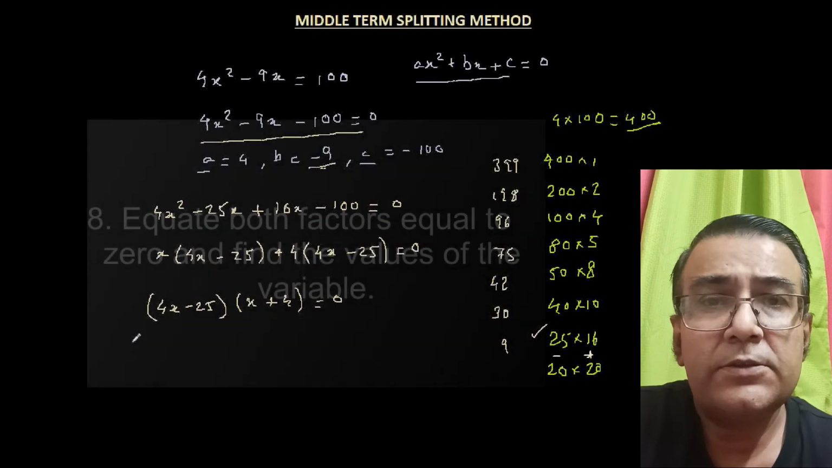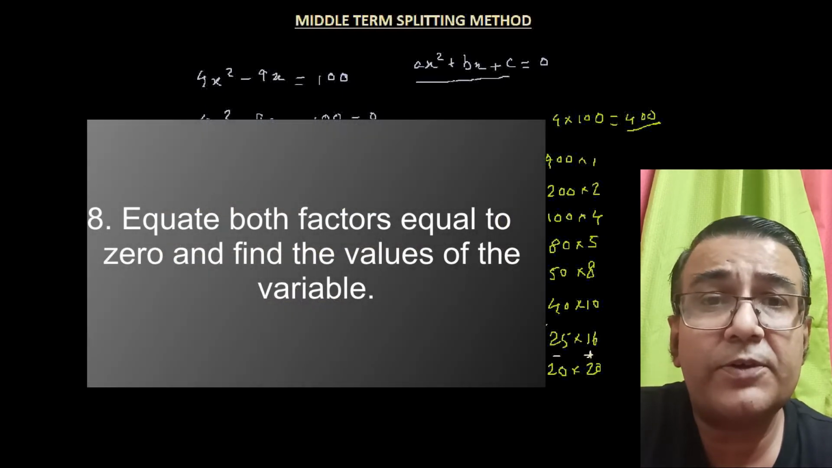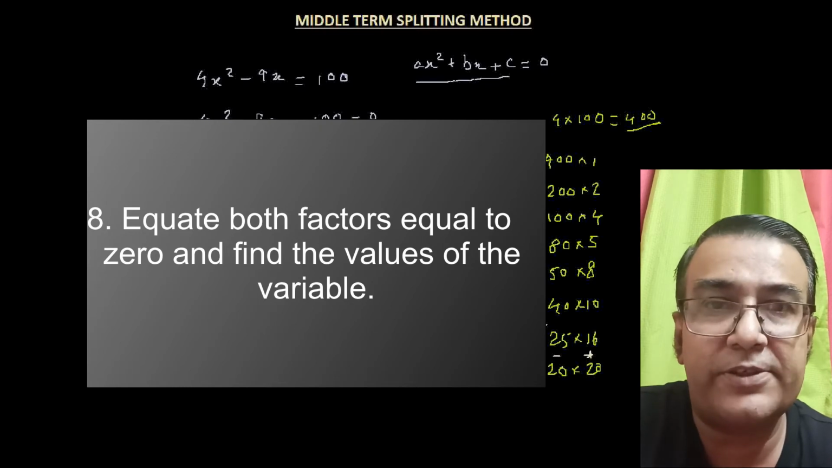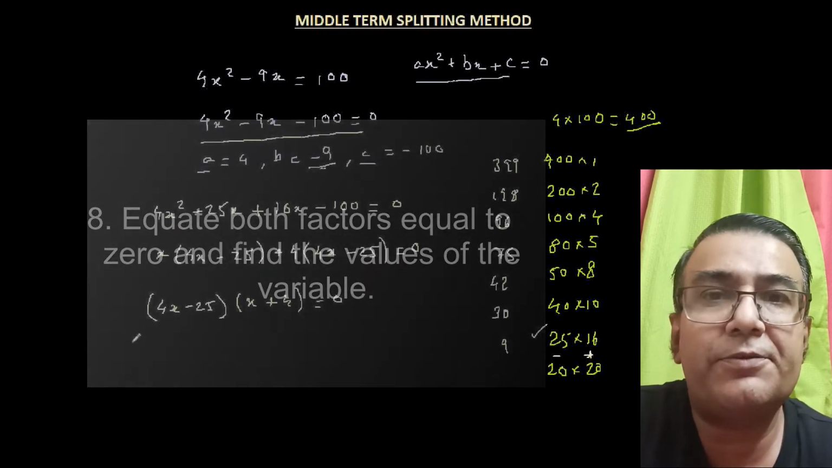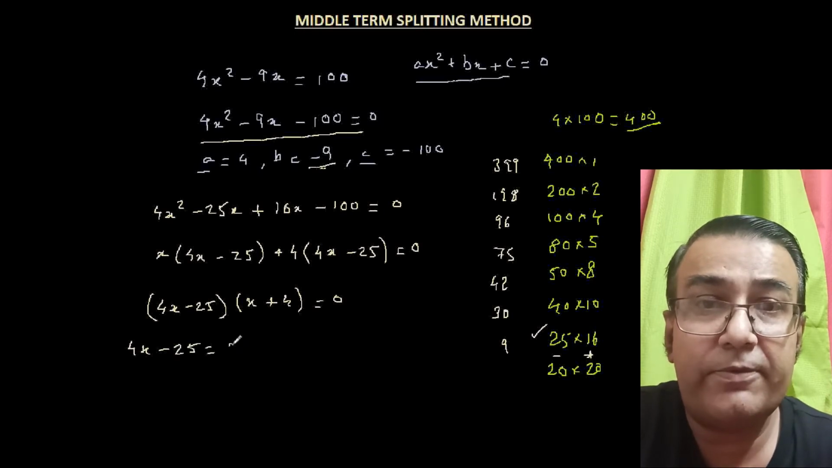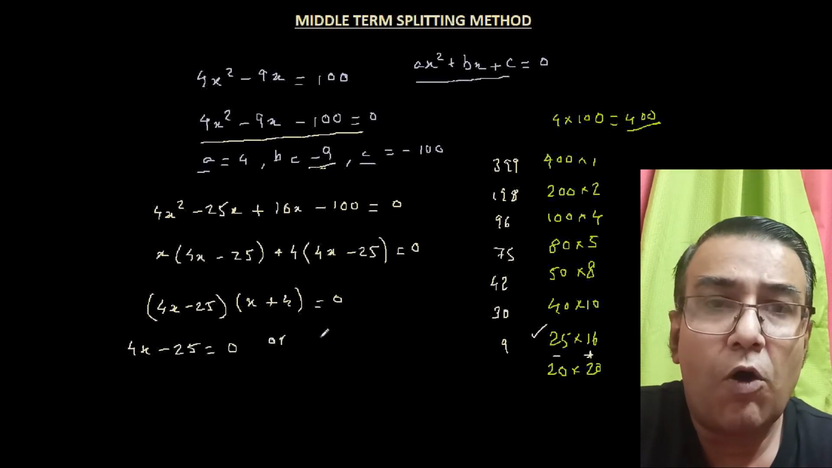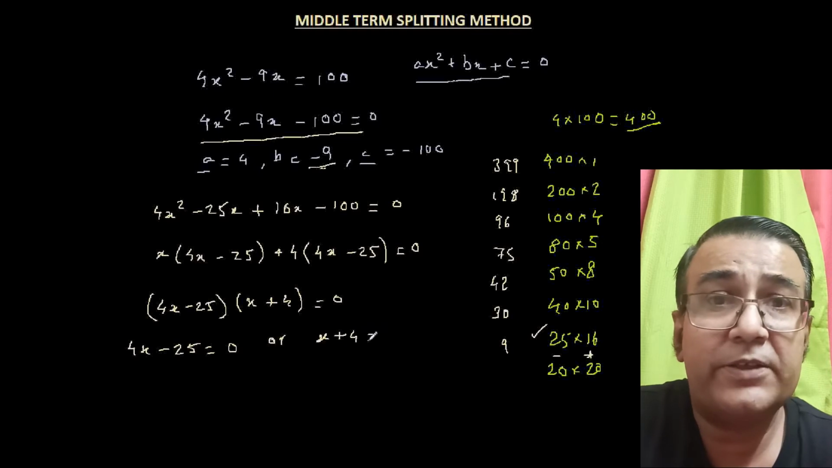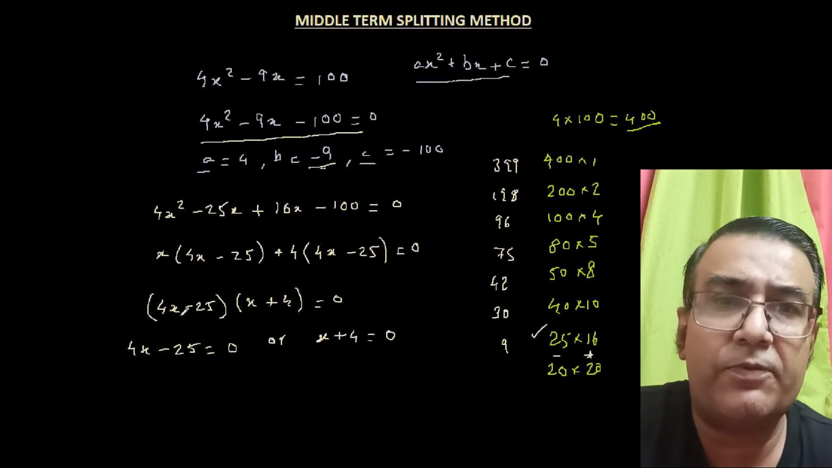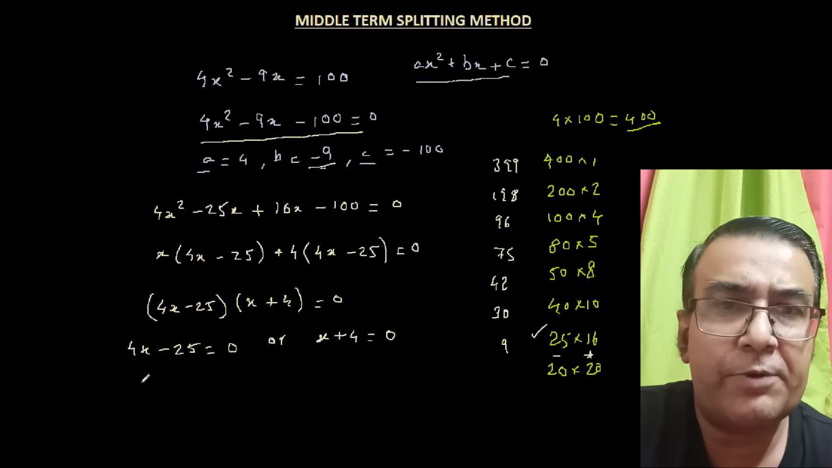Now we come to the last and final step, which is the 8th step, which is to find the value of x. So this means that either one of the two factors is equal to 0. So we equate both the factors to 0 and find out the value of the variable. So we can say that 4x minus 25 should be equal to 0, or maybe x plus 4 is equal to 0.